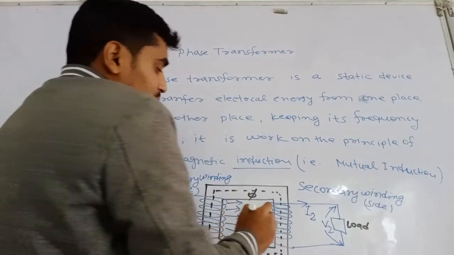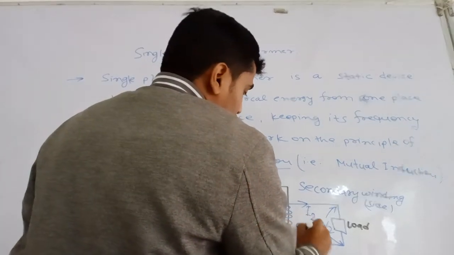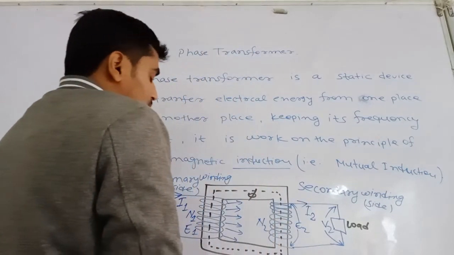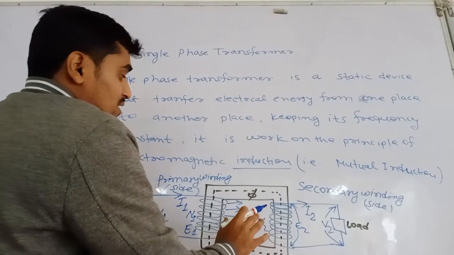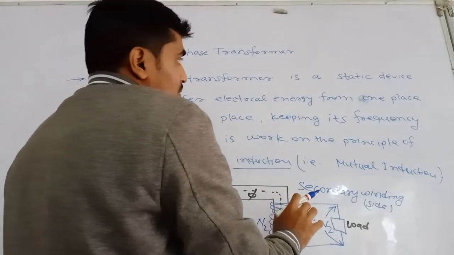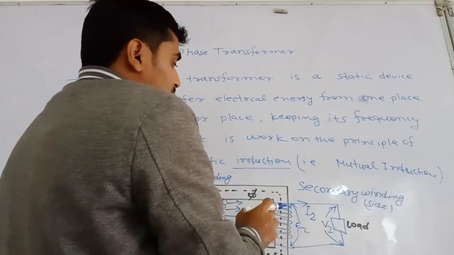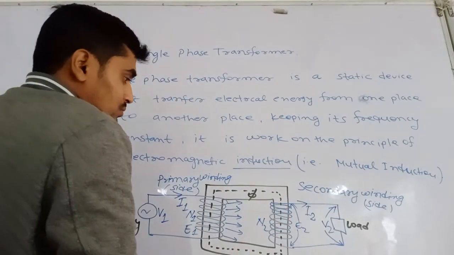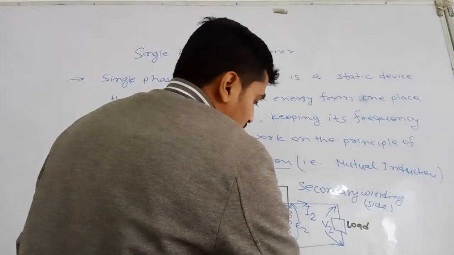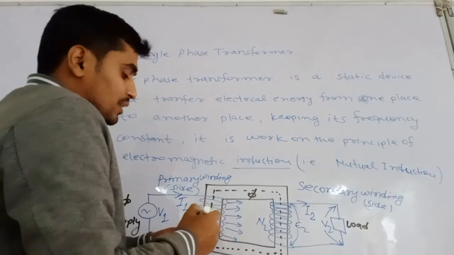On the other side is the secondary winding. E2 will also be produced on the secondary winding. Okay, this concept is very important for the working principle of a transformer, which is given in the next topic. We will explain the next thing in the next video.